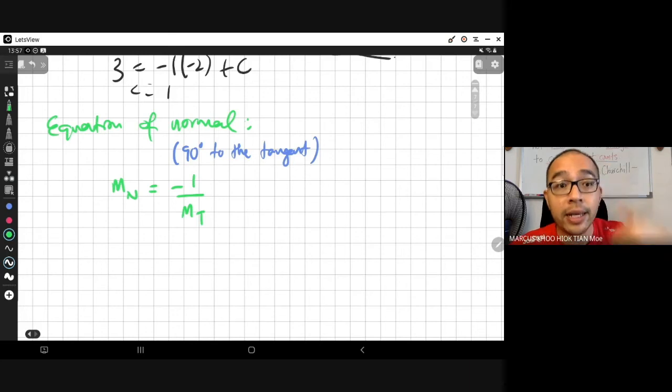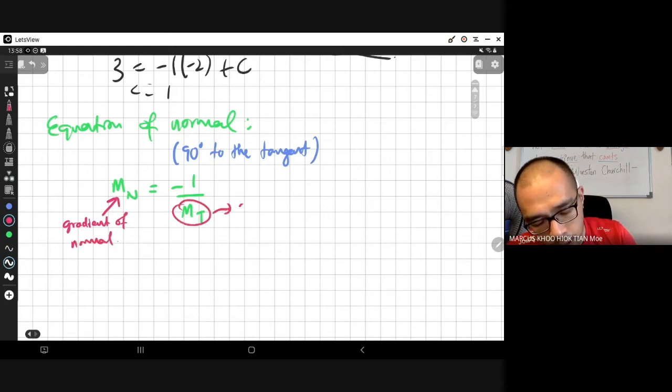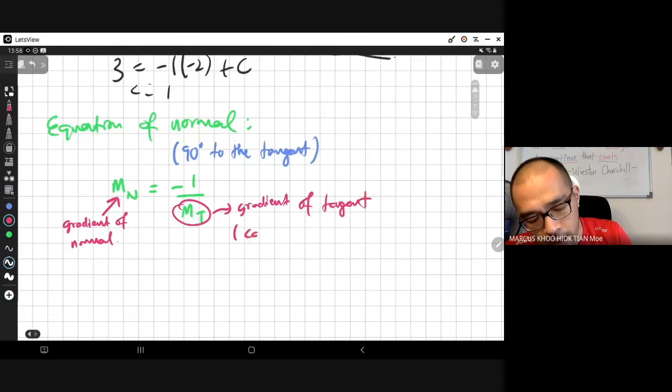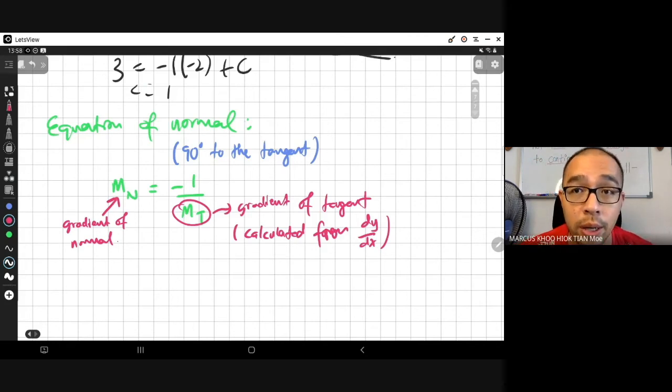Okay, so there is an extra step that is involved. You have to calculate the gradient of the normal. So this is known as the gradient of the normal. Ini adalah gradient of the tangent. Okay, and this is calculated from dy dx. Only the gradient of the tangent yang boleh dikira dengan menggunakan dy dx.